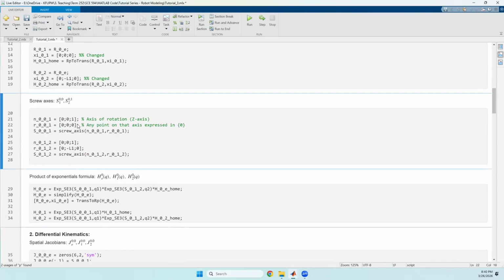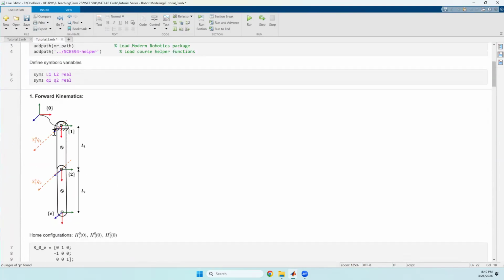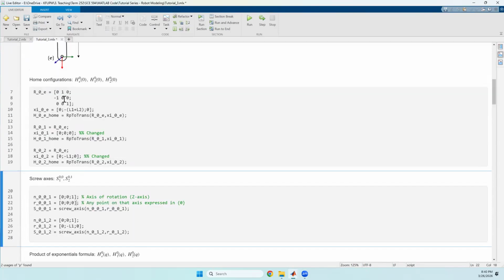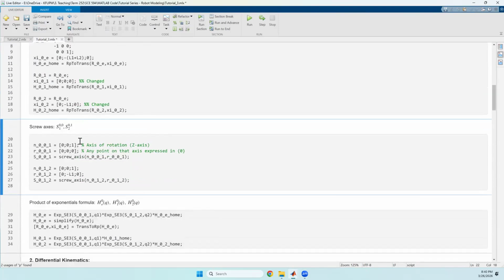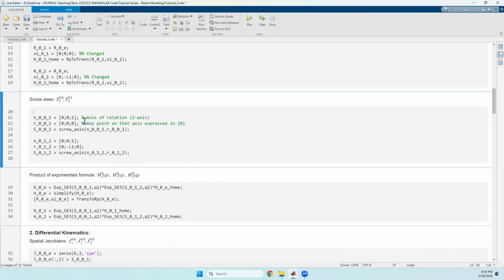The screw axes: nothing in them changes. Recall that the screw axes are geometric objects, so they are abstract, what you see here. We express them in the 0 frame, and since the 0 frame did not change from tutorial 2 to 3, we have the same screw axes.